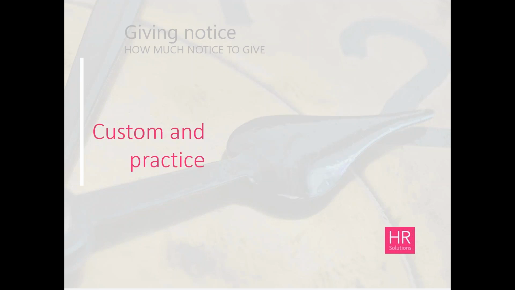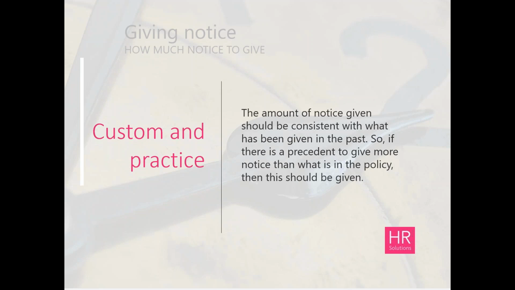And then lastly, we've got custom and practice. So similar to the reasons why you should follow a policy if you have one, it might be that you disregard your policy, or you just kind of wing it, and that's fine. But bear in mind how you've treated somebody recently. So if you've disciplined anybody recently, consider how much notice you gave them and do the same thing here. Unless there were any extenuating circumstances, of course. And again, the reason is just so that you can make sure people are treated fairly. They can't argue they've been treated differently for discriminatory reasons.